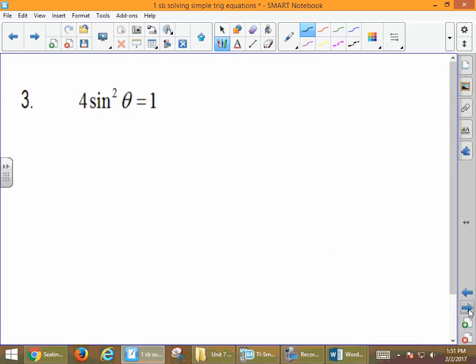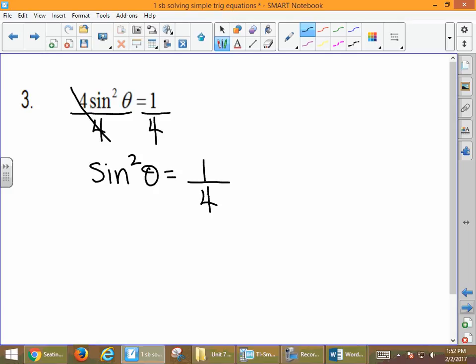So a little bit different on problem number 3, because we have a squared in this problem, but once again our process is to isolate the variable, which in this case is theta. This is 4 times sine squared of theta equals 1. So our inverse operation is to divide. We're going to divide both sides. The 4's are going to cancel out, and we're left with sine squared theta equals 1/4.